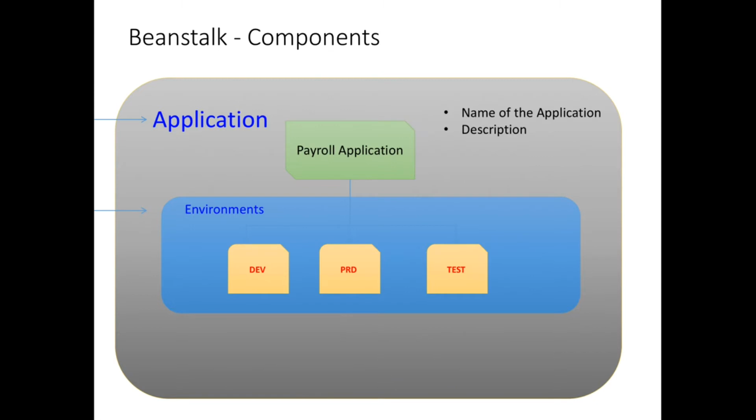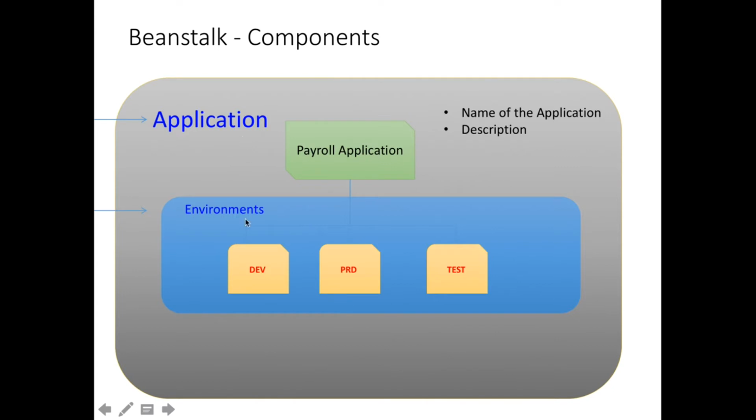So that application is nothing but a folder where you can have multiple environments. Application is the very high level folder which contains the environments. As I mentioned in the example, the company is creating a payroll application. They wanted to set up multiple environments for that same application, like dev, prod, test. Not necessarily the same names, they can have any name. So they can create multiple environments under the application.